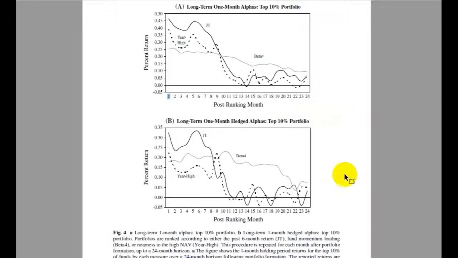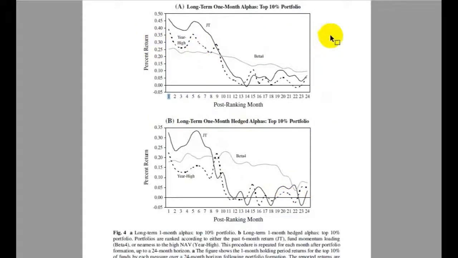Okay, so next the authors decided to extend their analysis out to 24 months instead of just 12, which is what we've seen in the prior tables and figures, and this is here at figure 4. Panel A here is the alphas when regressing each of these 3 strategies on the Fama-French 3 factors. Panel B is the hedged alphas where they've hedged out the effects of the other strategies on each strategy, so we're getting the pure alphas.